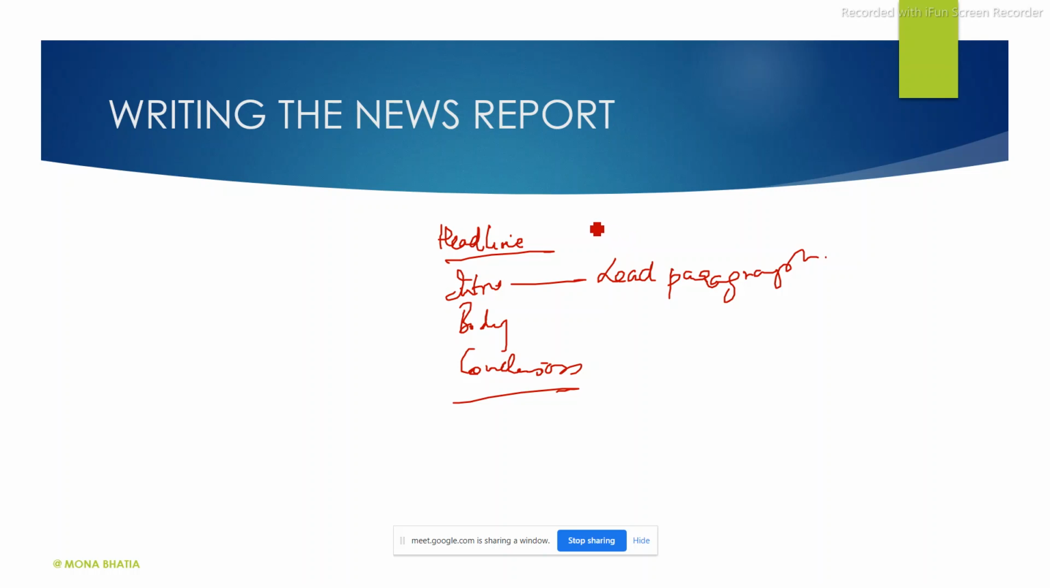But if you have got time, if you can devote time to reading the rest of the story, it will be like adding more substance to the story, right?